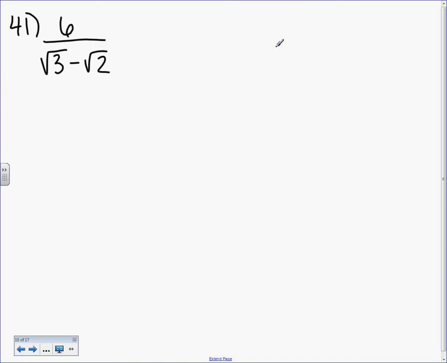41. Let me make sure we want to do this one. Yeah, let's go ahead and do that one. 41, not new at all. We cannot have roots in the denominator, so we have to multiply by the conjugate. If this is square root of 3 minus square root of 2, what do I multiply on the top and the bottom? Square root of 3 plus square root of 2.